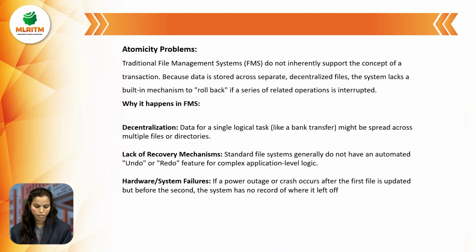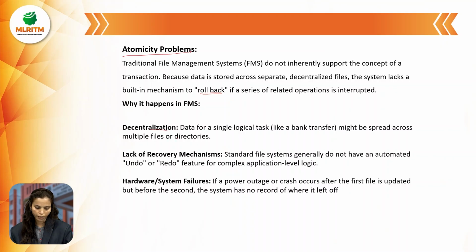The next one is atomicity problems. Traditional file management systems do not inherently support the concept of a transaction because data is stored across separate, decentralized files. The system lacks a built-in mechanism to roll back, which we will discuss in upcoming sessions, if a series of related operations is interrupted. So why does it happen in a file management system? First, what is decentralization? Data for a single logical task like a bank transfer might be spread across multiple files or directories.